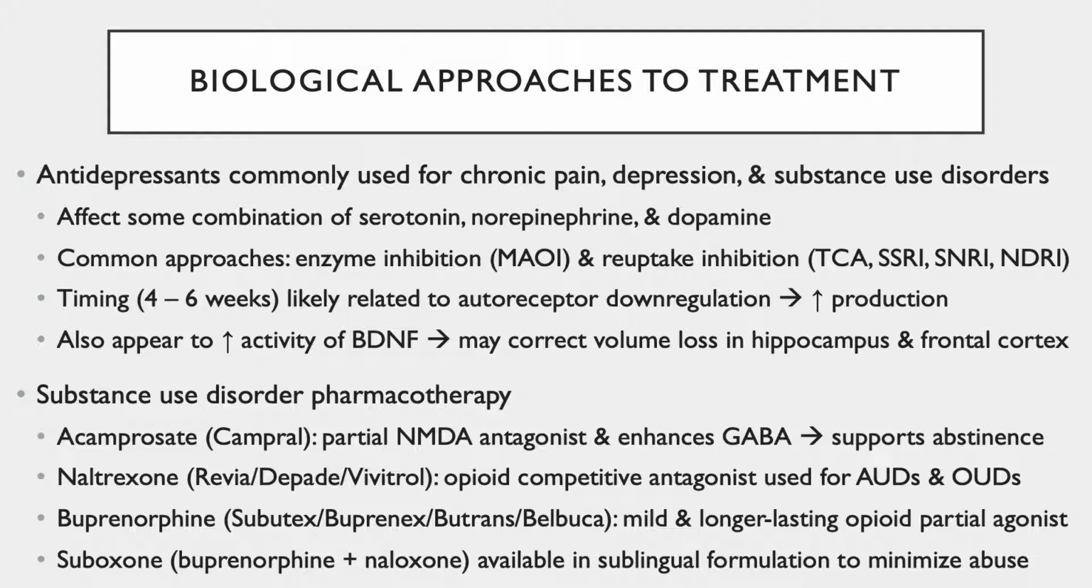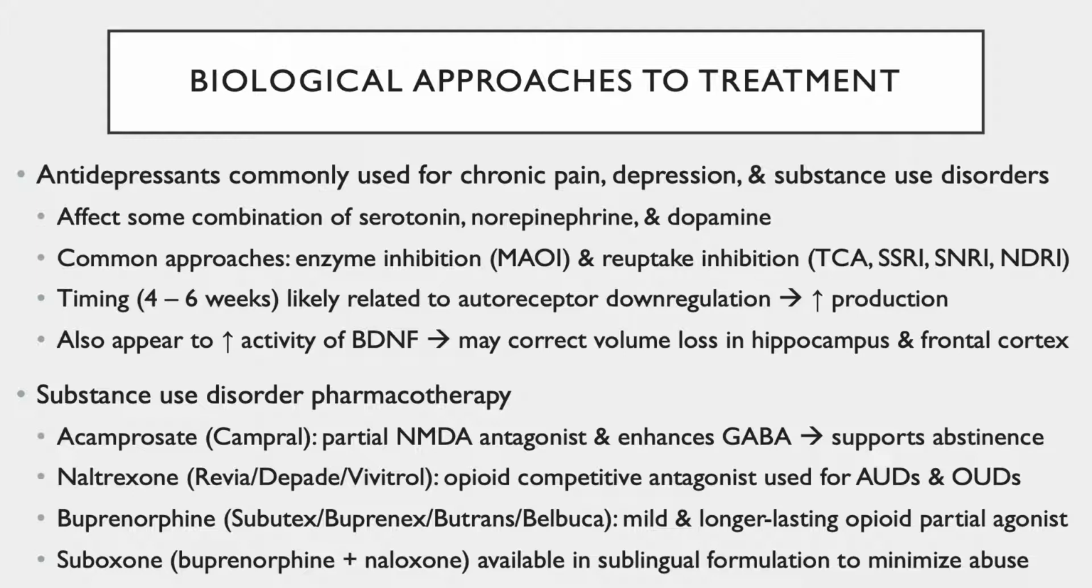Reuptake is the process of a transporter protein bringing the neurotransmitter back to the neuron that released it. Reuptake inhibition, therefore, is blocking that transporter from doing its job, which leaves the neurotransmitter or neurotransmitters in the synapse for a longer period of time and therefore more of a chance to go and affect their neighboring cells.